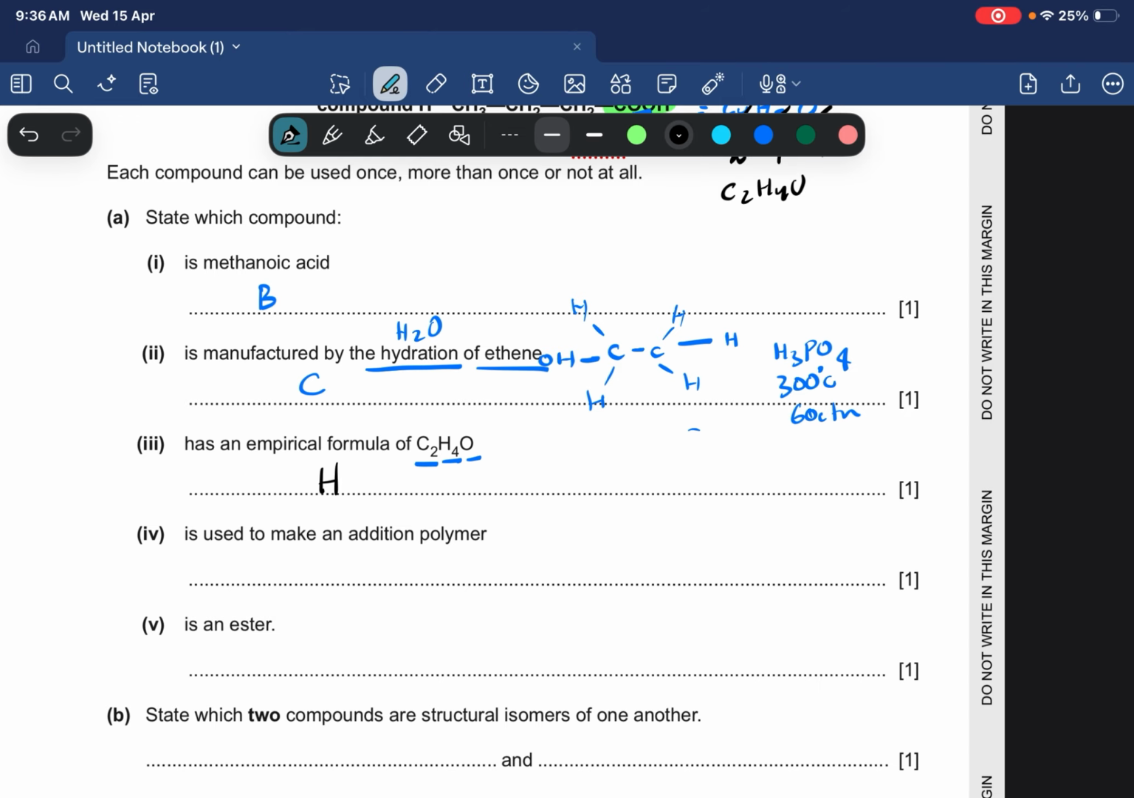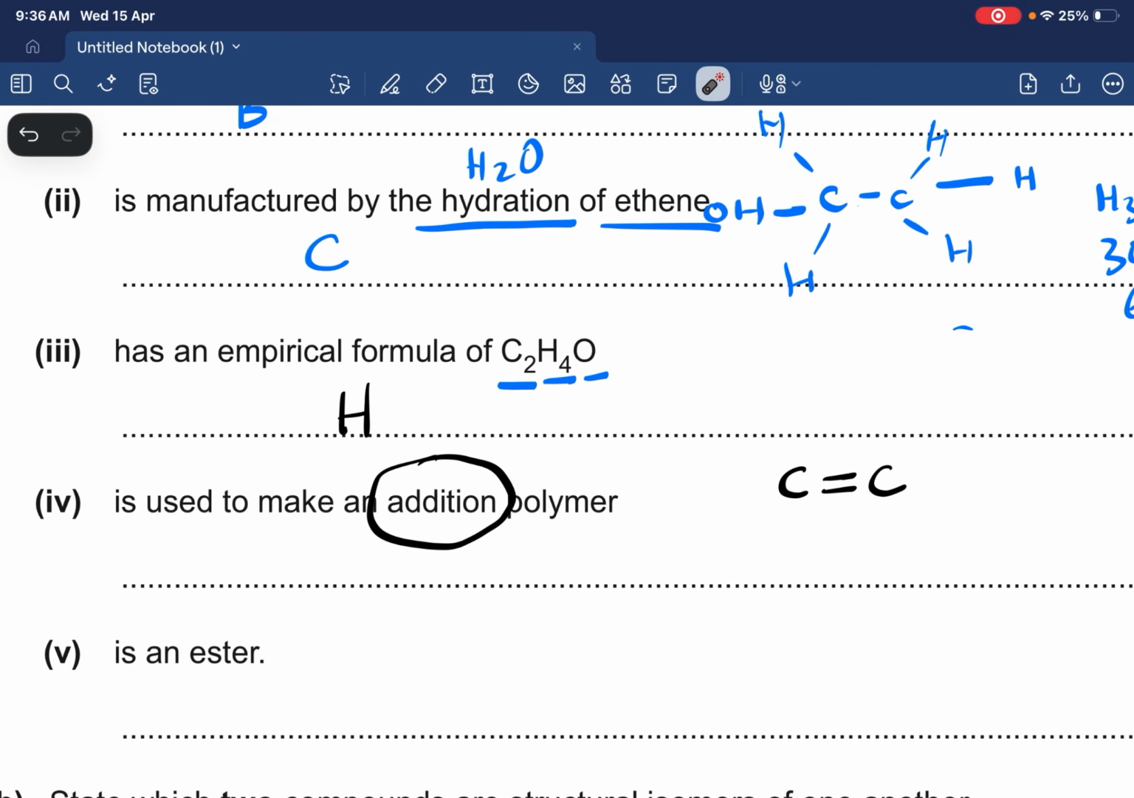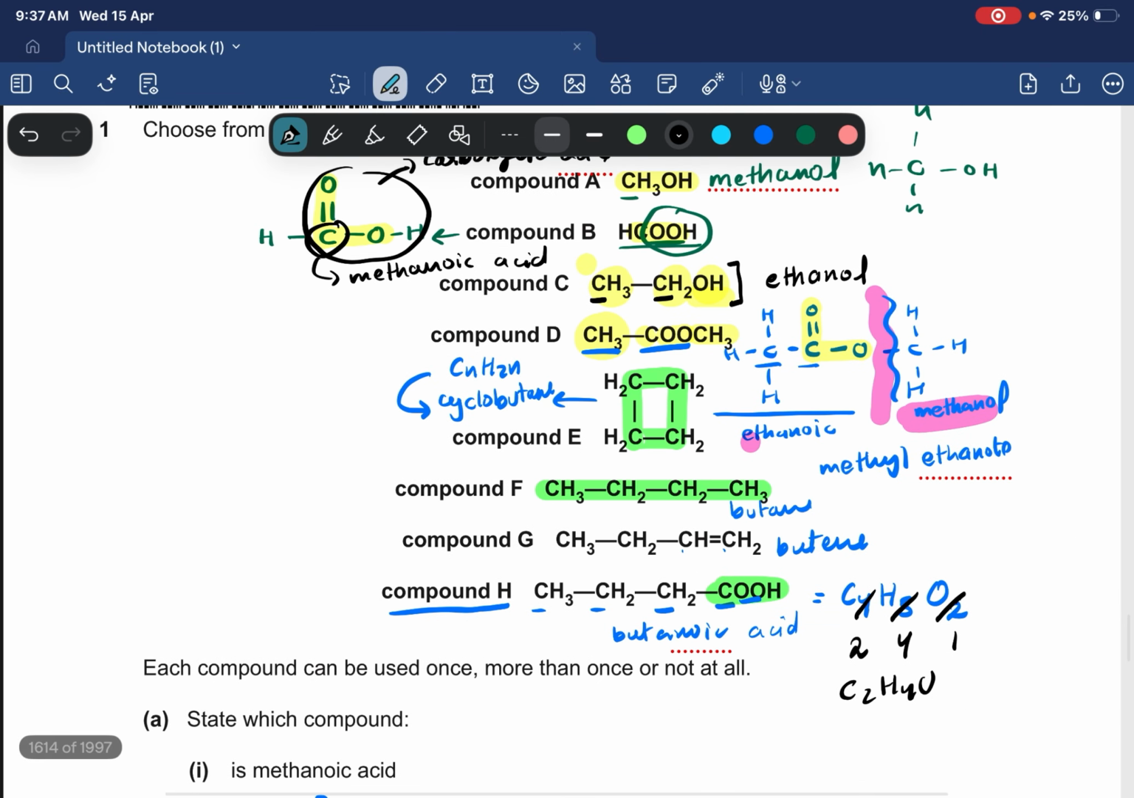It is used to make an addition polymer. How do you make addition polymers? For addition polymerization, always remember we need a carbon-carbon double bond. For condensation, we need functional groups like OH or the amine group or the carboxylic group, groups like this. But for addition polymerization, the only condition is we need a carbon-carbon double bond. And then we break this bond and extend it. That's how we add substances. So over here, we need a substance that has a double bond.